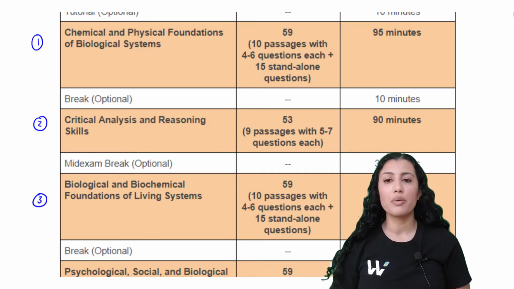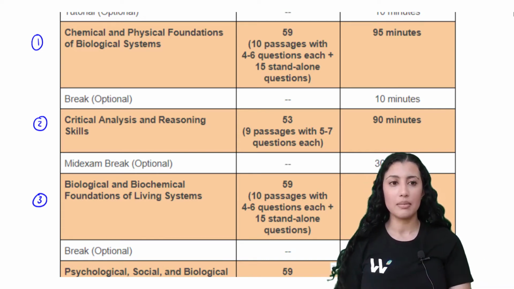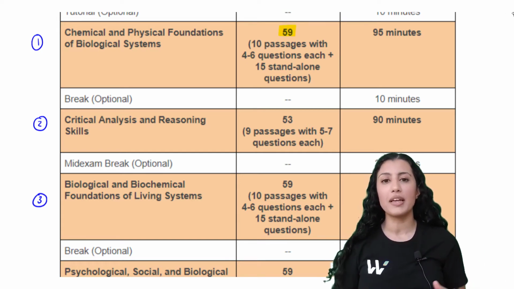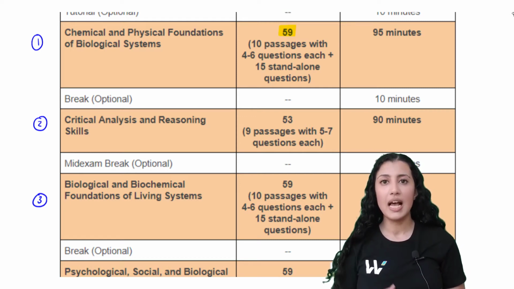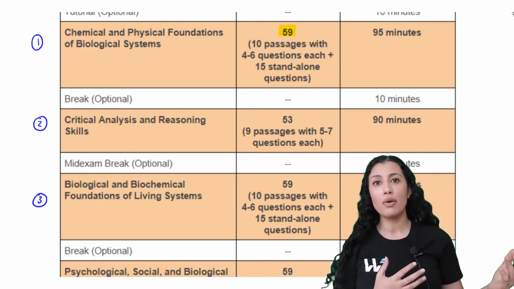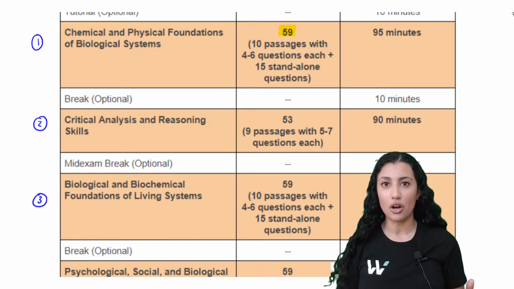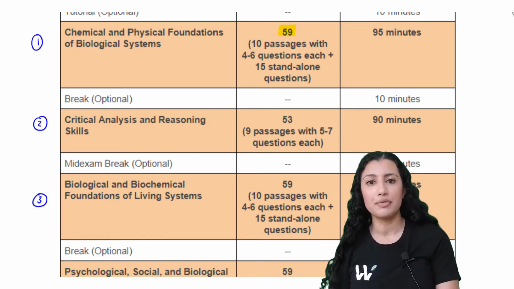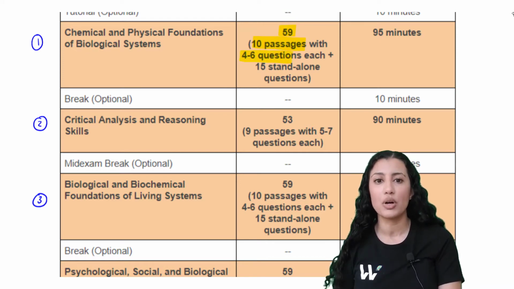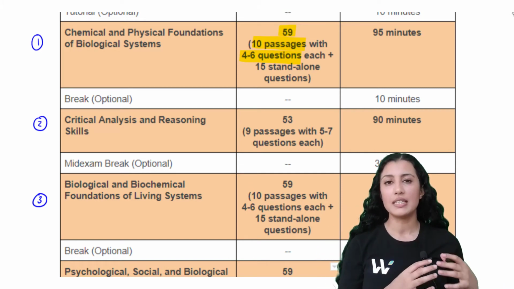So again, you're going to start with chemical and physical foundations. This part of the test has 59 questions. So no matter what day you write, no matter where you're writing, it's always going to have 59 questions. Now the passages are going to be different. If you write in one location today and I write in another location tomorrow, or even the same location the next day, the MCAT is not going to be the same, right? So they're going to take a different 10 passages, and each of those passages is going to be made up of 4 to 6 questions each. And then on top of that, there's going to be 15 standalone questions.